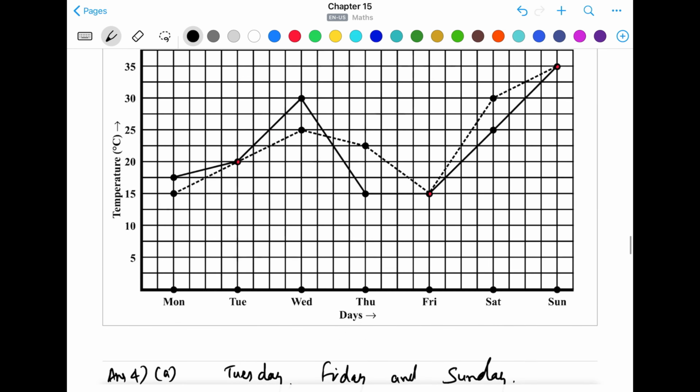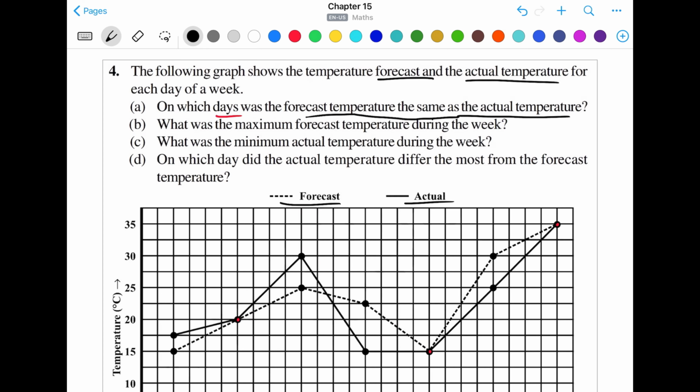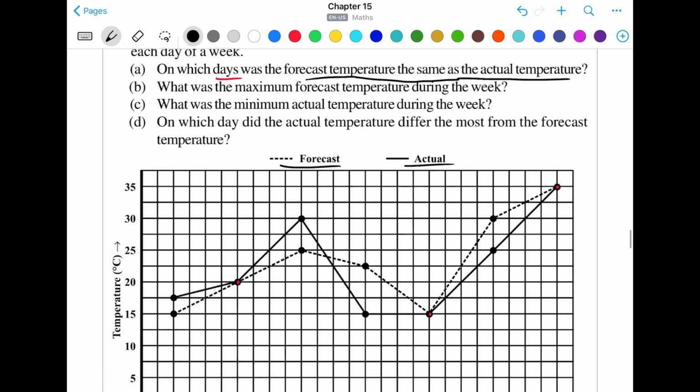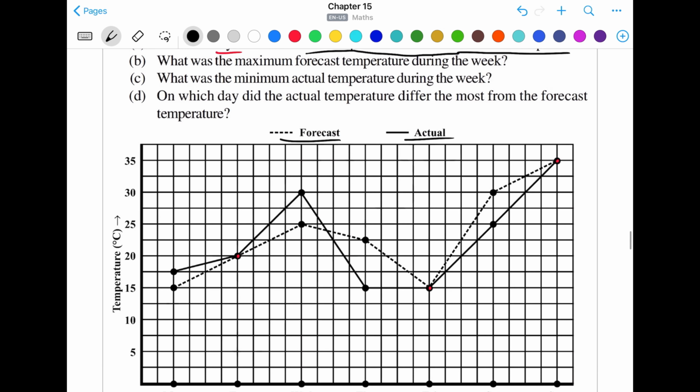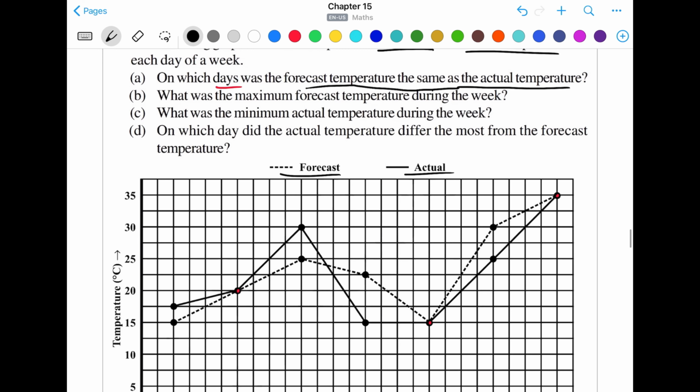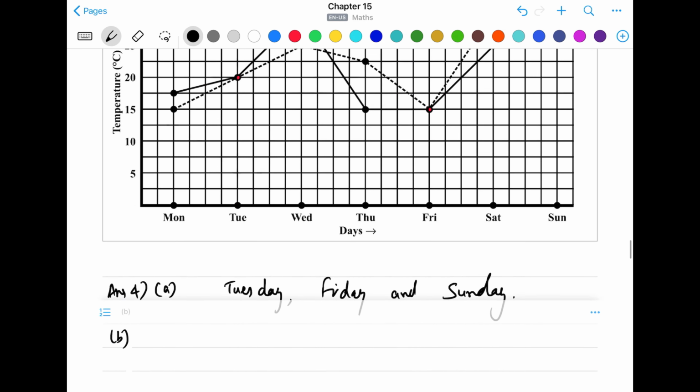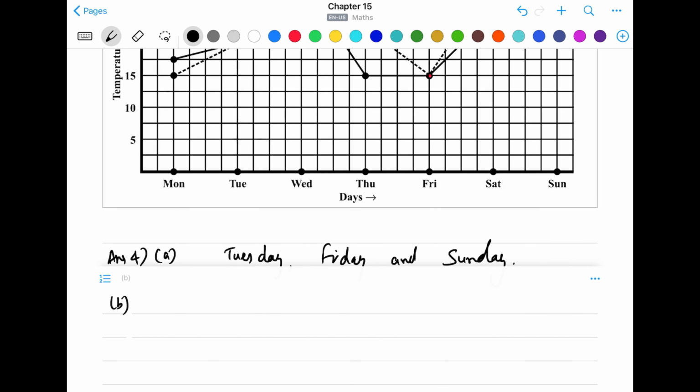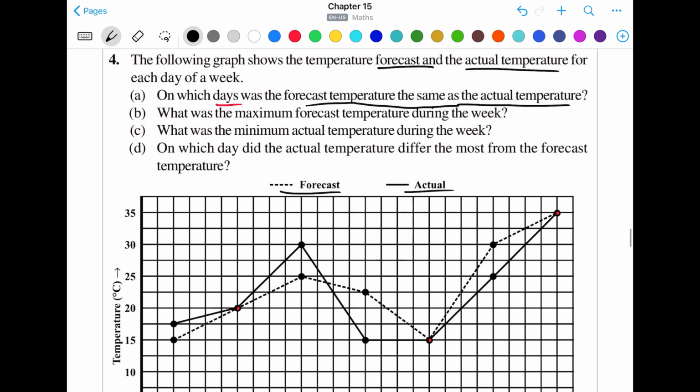Okay, next is part B: what was the maximum forecast temperature during the week. Forecast is represented by the dotted line. So the dotted line reached highest on Sunday, which is 35 degrees Celsius. So the answer for this is, on Sunday it was 35 degrees Celsius.